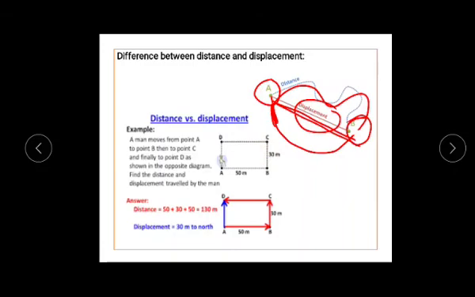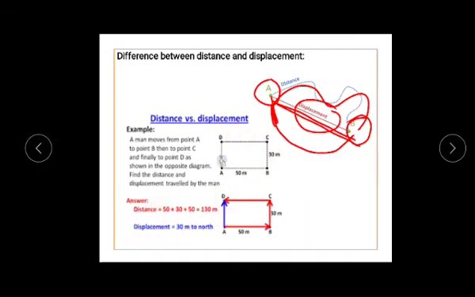Very simple one. Distance means path covered. So from A to D, first A to B, how much is it? 50 meter. B to C is 30 meter. Again C to D is the same as this one, again 50. So 50 plus 30 plus 50, how much will you get? 130 meter. This is distance. The total path covered, you are taking A to B, B to C, C to D. So 50 plus 30 plus 50 gives you 130.